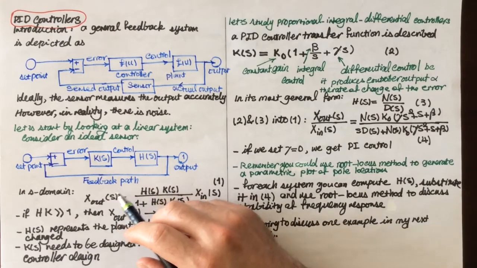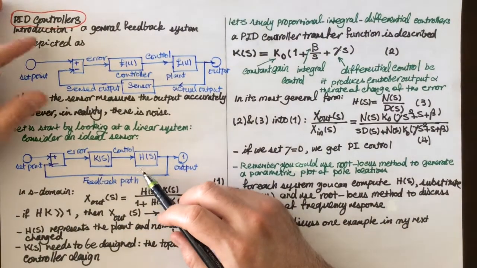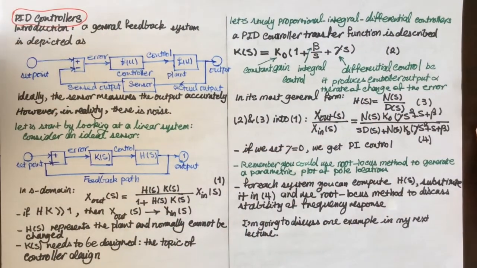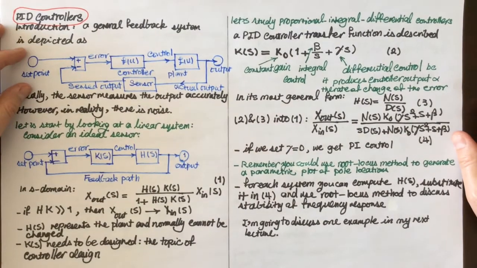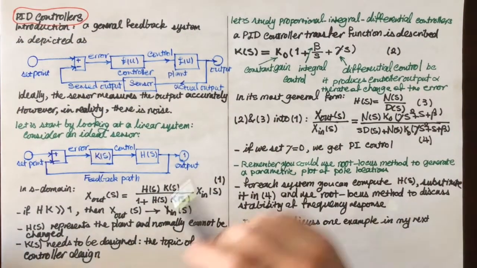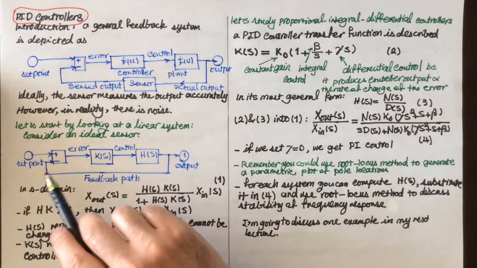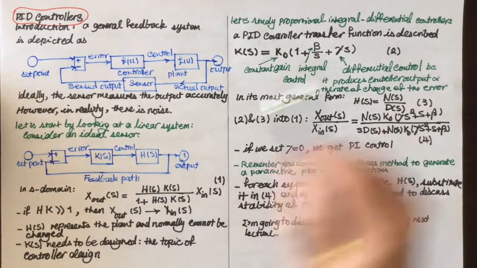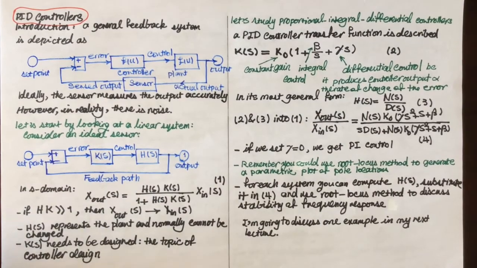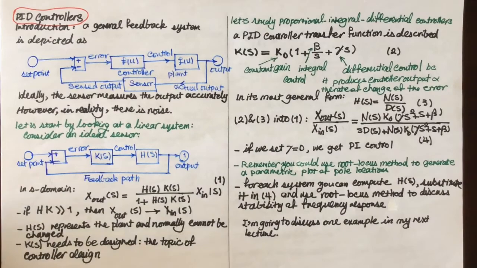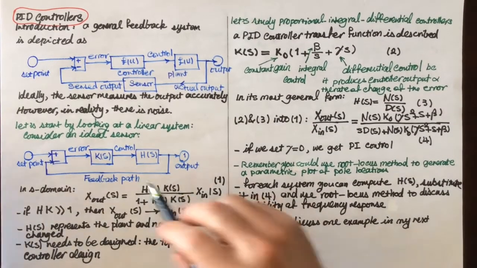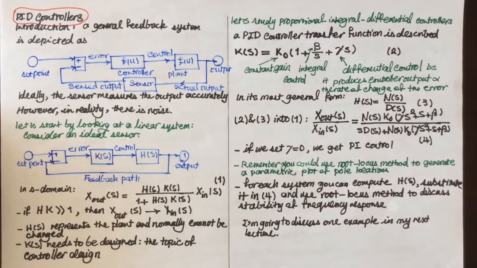So I'm assuming that I have a plant and I have a controller. Let me make sure I am in the frame. All right, so I have a plant and I have a controller. Let's say I'm talking about things in the S domain. I've already used my Laplace transform, and I've described my plant and my system in the S domain.